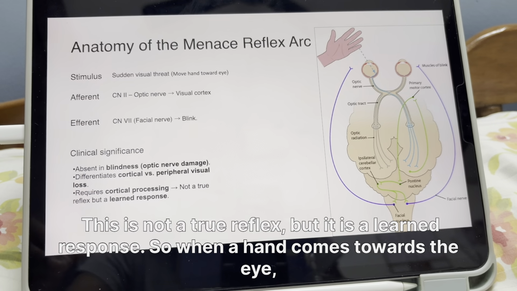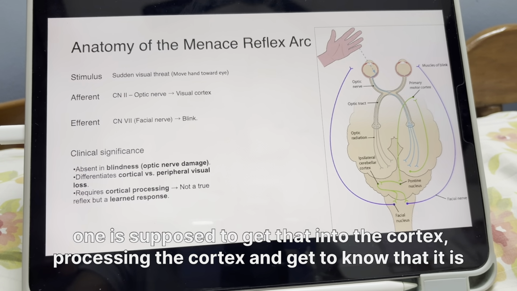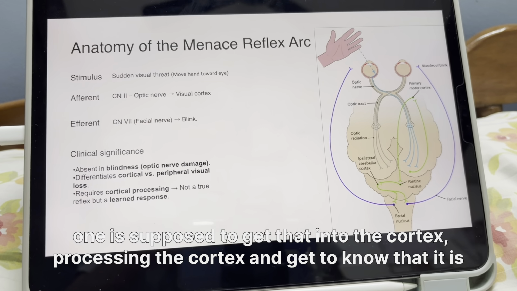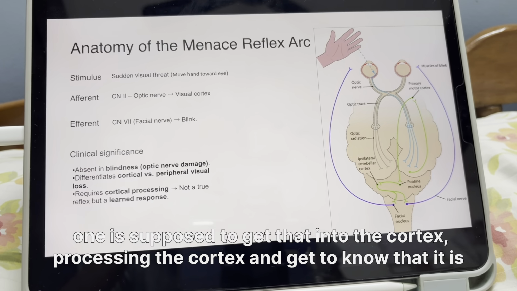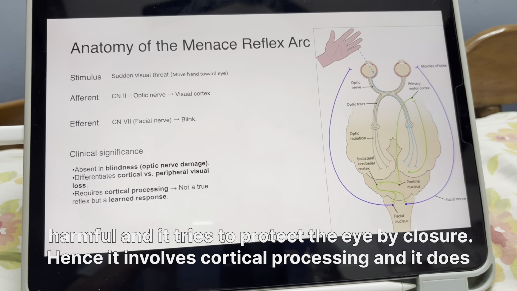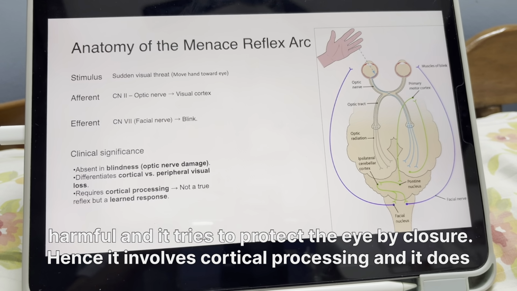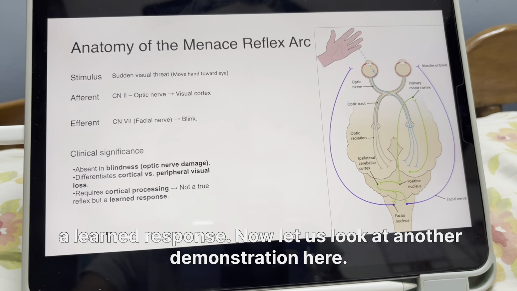So, when a hand comes towards the eye, one is supposed to get that into the cortex, process in the cortex, and get to know that it is harmful, and it tries to protect the eye by closure. It involves cortical processing and it is a learned response.